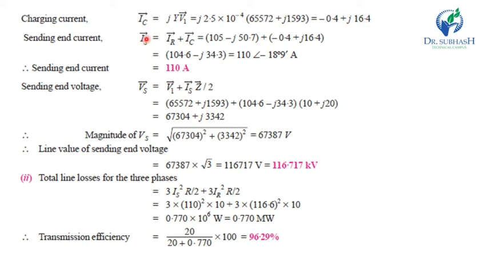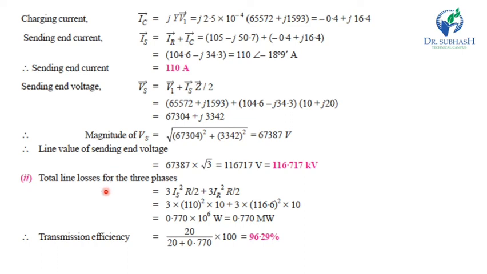Now the sending end current is equal to the receiving end current plus the capacitor current. So we have both values, and on summing them we get 110 ampere sending end current. Now the sending end voltage Vs is equal to V1 plus Is into Z by 2, from our phasor diagram. So we put in all the values here and we get the voltage Vs.